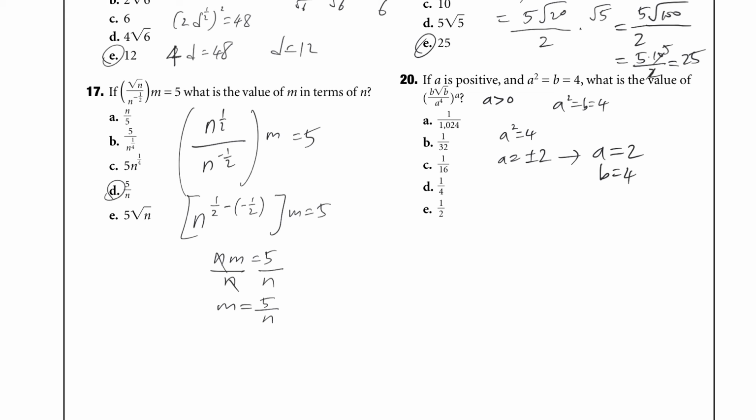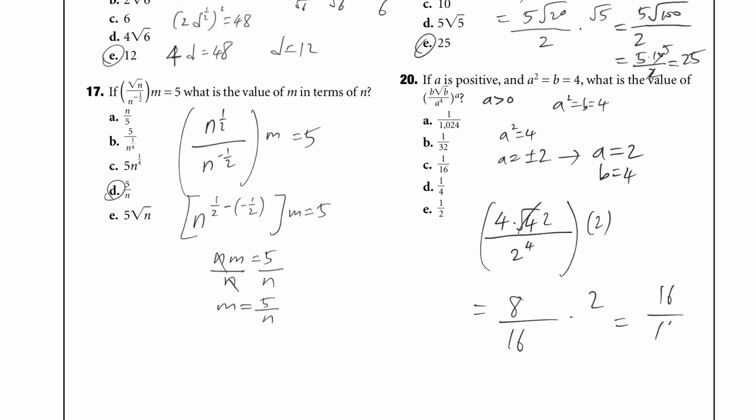Let's plug it in. b is 4, square root of b, 4, square root of 4. a is 2, to the power of 4 times a, or 2, right? Square root of 4 is just 2. So 4 times 2 is 8. Over 2 to the power of 4 is 16 times 2. That's 16 over 16, or 1. Or did I do something wrong? Oh, oops, never mind. I made a mistake.